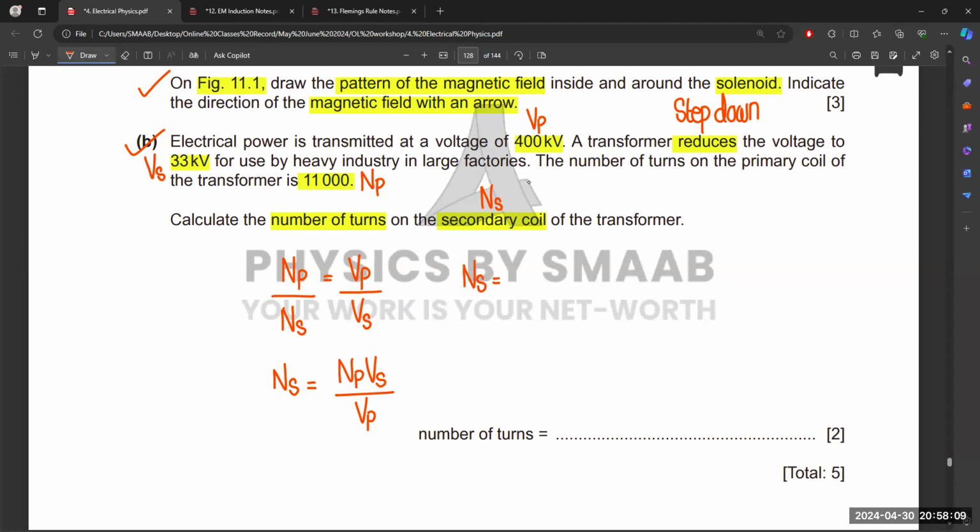So NS is equal to NP, meaning number of turns in primary, multiplied by voltage 33,000, divided by voltage in primary, which is 400,000. So again, you just need to multiply. You will get your answer. How many turns are there in the secondary?